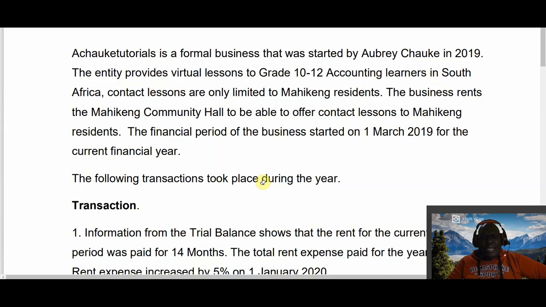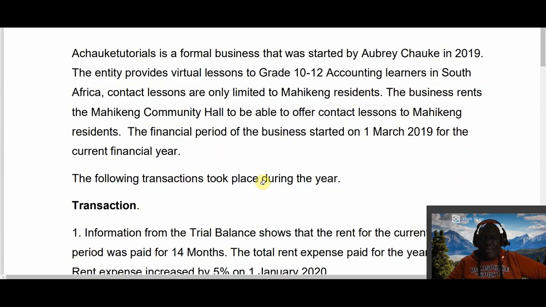Now, the information says that HRK Tutorials is a business that was started by Aubrey Chauke in 2019. The entity provides visual lessons to grade 10 to 12 accounting learners in South Africa. Contact lessons are only limited to Mahikeng residents. The business rents the Mahikeng Community Hall to be able to offer contact lessons to Mahikeng residents. The financial period of the business started on 1 March 2019 for the current financial year.